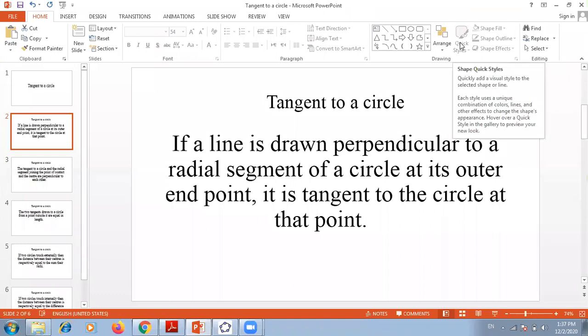So, our first theorem related to tangent to a circle is: if a line is drawn perpendicular to a radial segment of a circle at its outer endpoint, it is tangent to the circle. Radial segment means line of radius. Outer endpoint means the point that touches the circle. If we draw a perpendicular line at that point, that line is tangent to the circle. So, how can we prove this theorem?